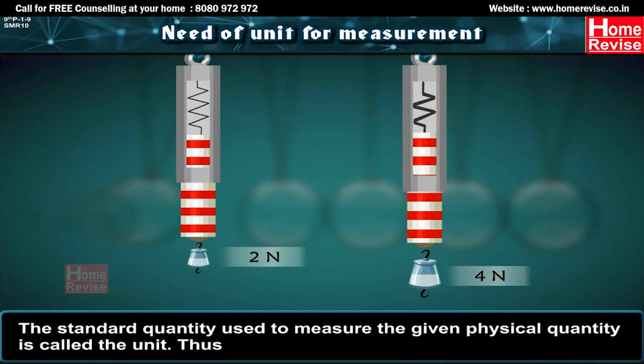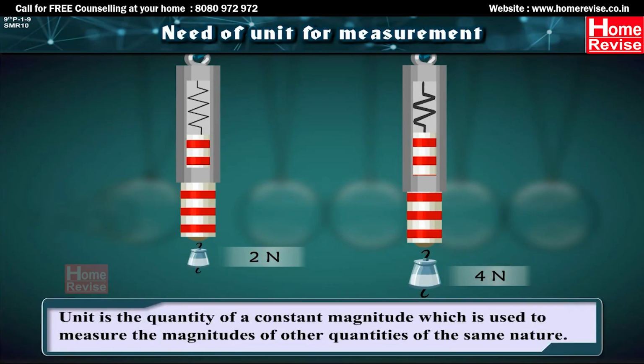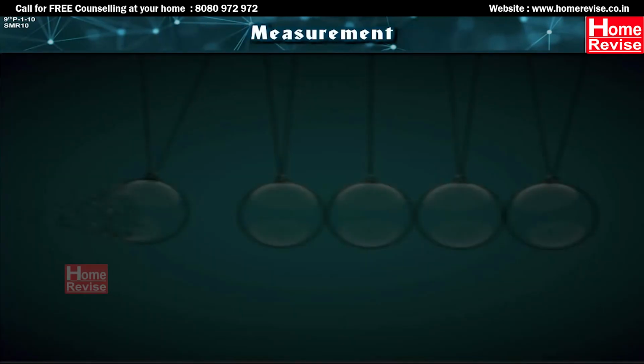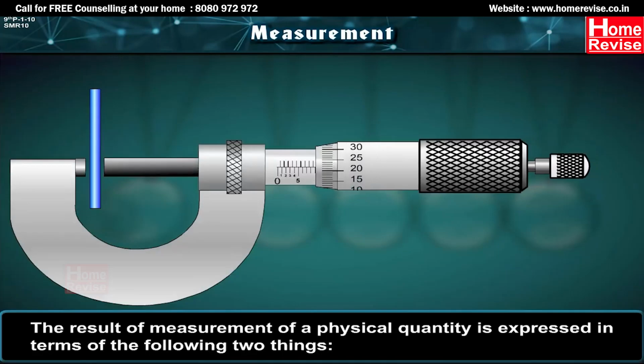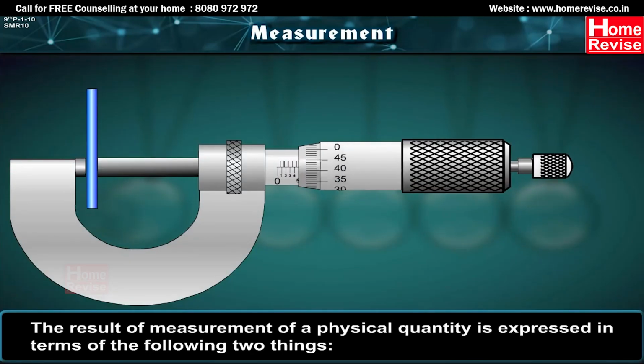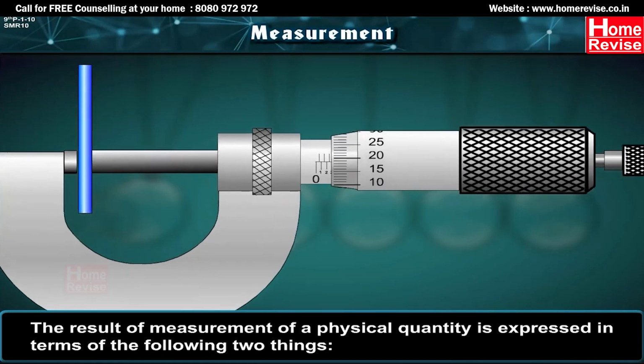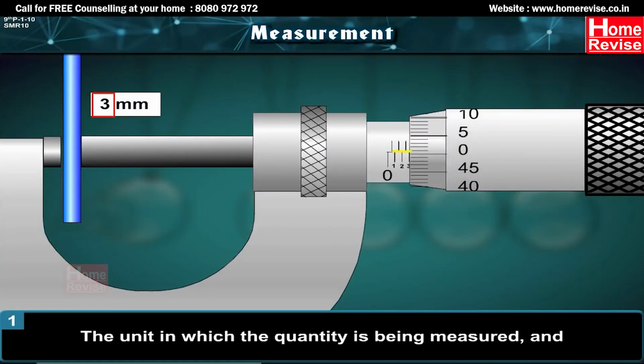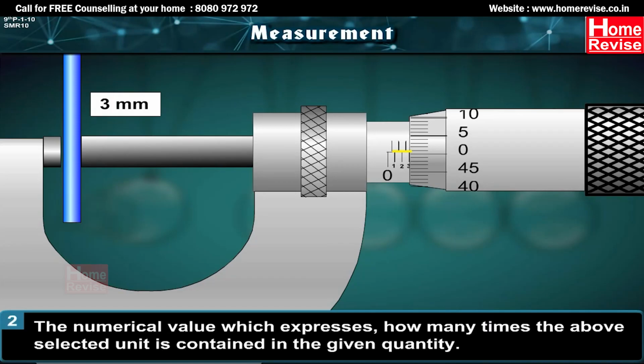The standard quantity used to measure the given physical quantity is called the unit. Thus, unit is the quantity of a constant magnitude which is used to measure the magnitudes of other quantities of the same nature. Measurement. The result of measurement of a physical quantity is expressed in terms of the following two things. First, the unit in which the quantity is being measured, and second, the numerical value which expresses how many times the above selected unit is contained in the given quantity.